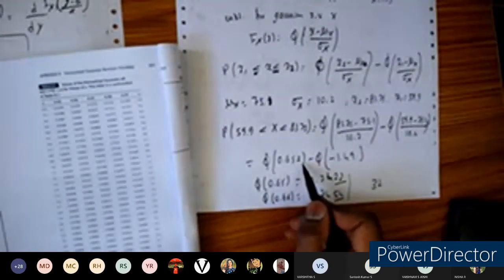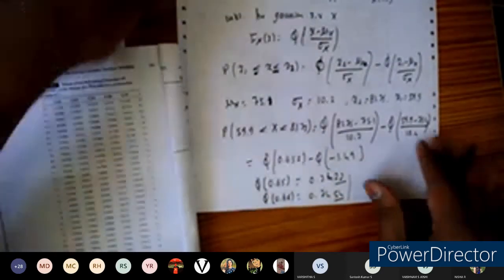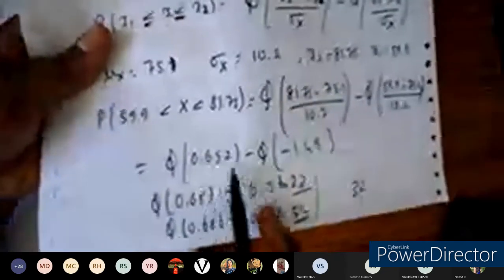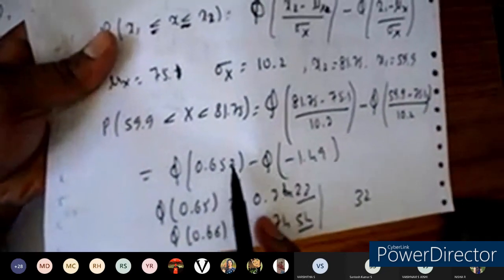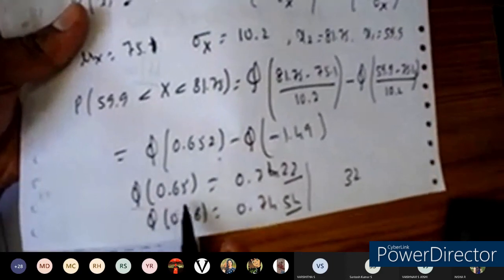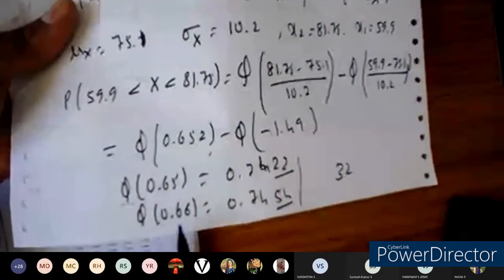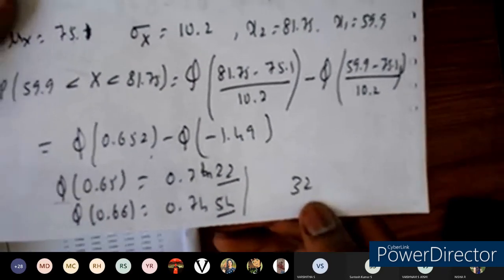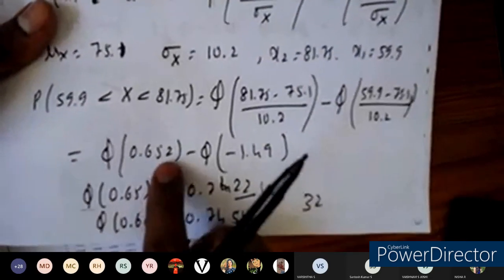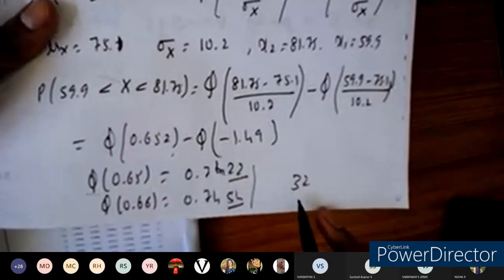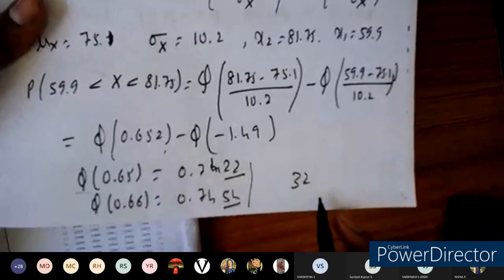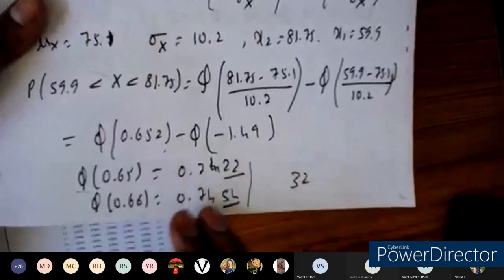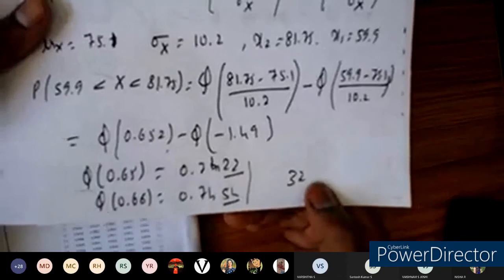So I'm going to repeat it here. In the table, we don't have the exact value of 0.652. So I took the values for 0.65 and 0.66. The difference between these two is 32 points, the last two decimal values. And for 0.652, you multiply the extra part by this difference. You can treat it as a percentage, so you multiply by 0.2 here.